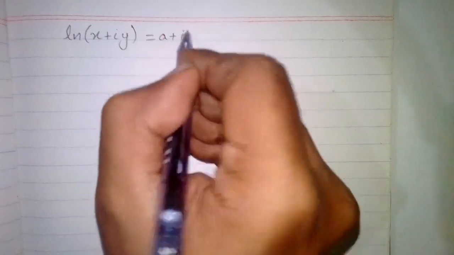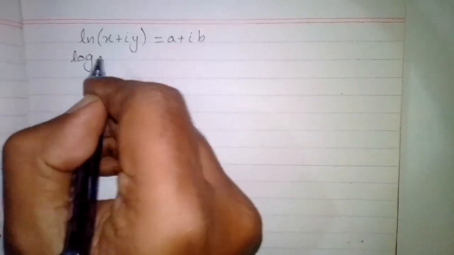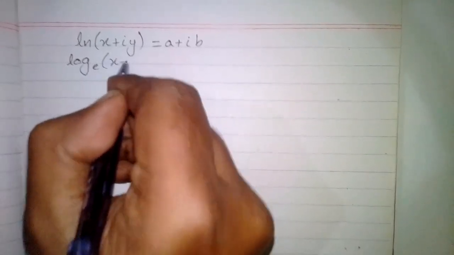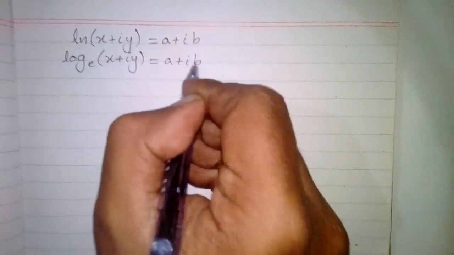In this video, we will discuss what is the log of a complex number, or natural log of a complex number. First of all, the log of a complex number is again a complex number. So ln of x plus iota y is equal to a plus iota b. Now, we know that ln means log to the base e, so we have log of x plus iota y base e is equal to a plus iota b.